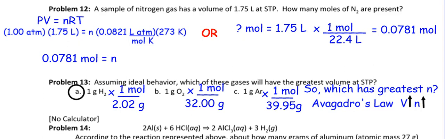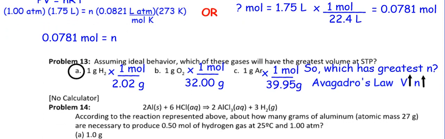I don't even use a calculator, folks. This would be a good multiple choice question now, wouldn't it? So if I divide by a smaller number, I get a bigger number of moles. If I have a bigger number of moles, Avogadro's law says I'll have a greater volume. So that hopefully makes some sense to you. What about problem number 14? Again, no calculator. This might be a great multiple choice question, wouldn't it?